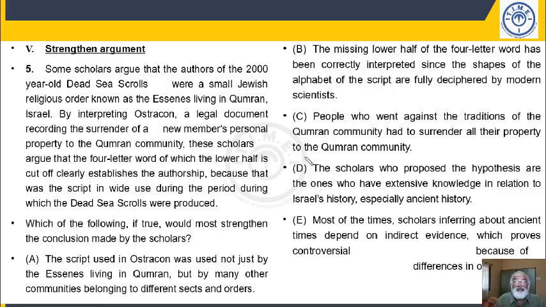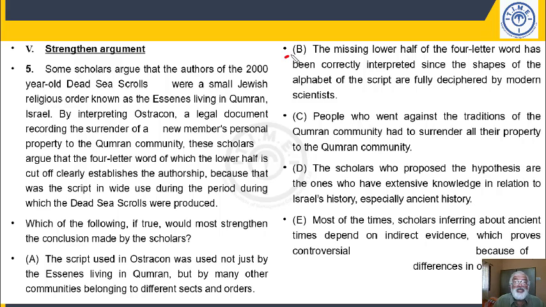Okay. The missing lower half of the four-letter word has been correctly interpreted since the shapes of the alphabet of the script, they mean the letters of the alphabet, are fully deciphered by modern scientists. That means modern scientists have understood what the letters of the alphabet are, and therefore the missing lower half can be nothing but what is represented by the top half. That means there's evidence from study. There is evidence from study to show that these are the right letters. So let's just keep that there.